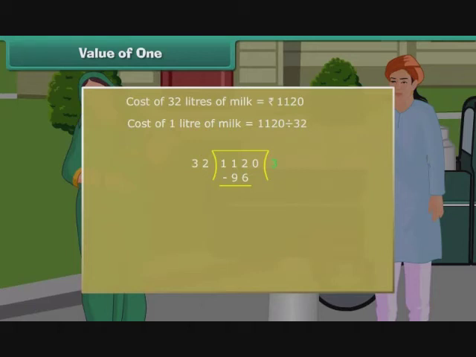Therefore, write 3 on the right and 96 beneath 112. Subtract and write the difference 16 below. Bring 0 down. The new number formed is 160. It holds 5 times 32, that is 160 exactly. Write 5 to the right of 3 and 160 beneath 160. As the difference is 0, write X to mark the end of the division operation. Therefore, the cost of 1 liter of milk is 35 rupees.